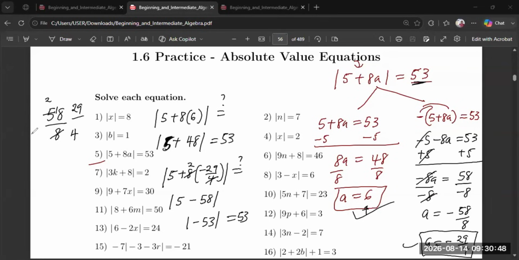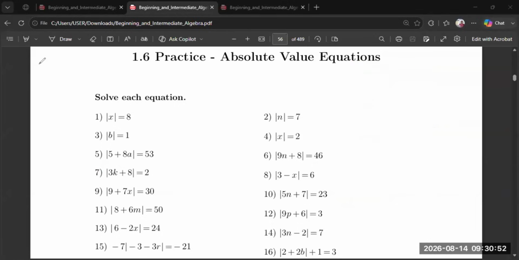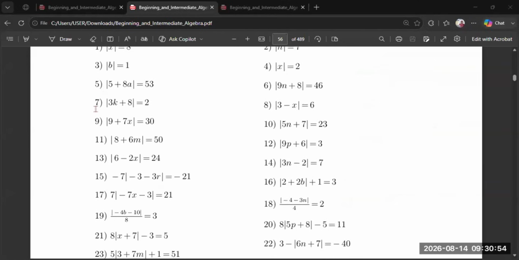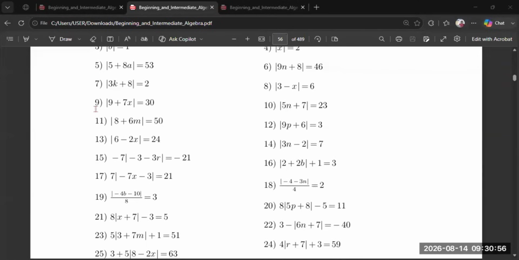I would like us to do question 15 because it looks quite different from the other ones. If you understand how to do question 15, then you should know how to do 17 as well. So let's do 15. 15 is negative 7 absolute value of negative 3 minus 3r, and that is equal to negative 21.